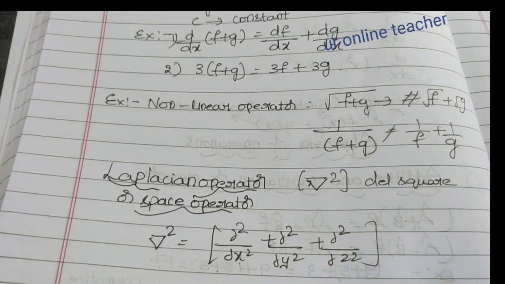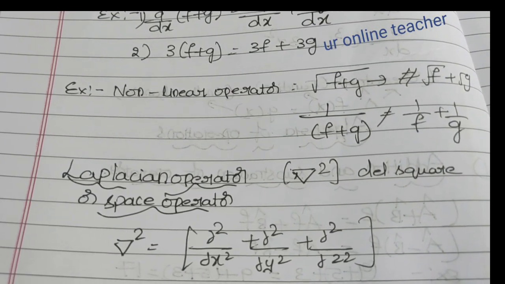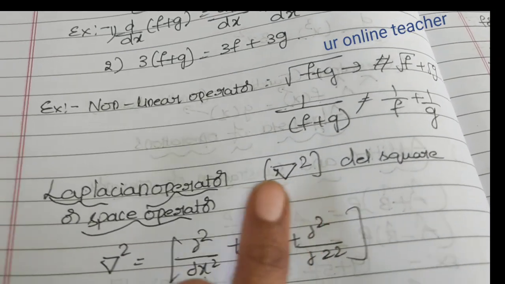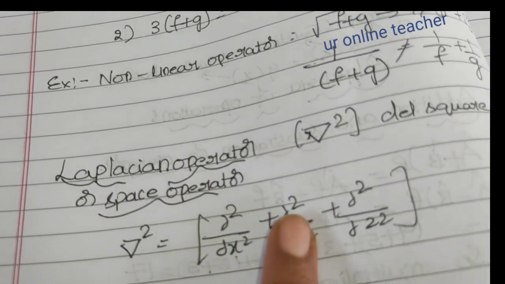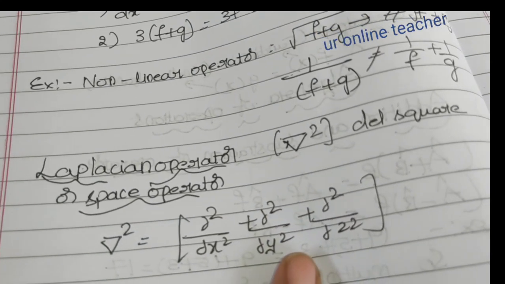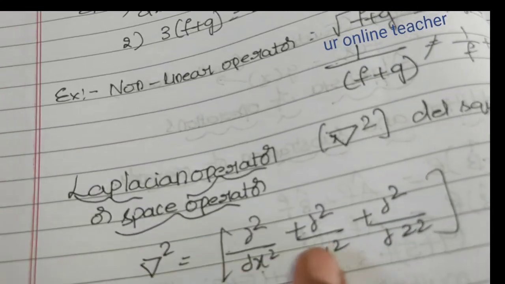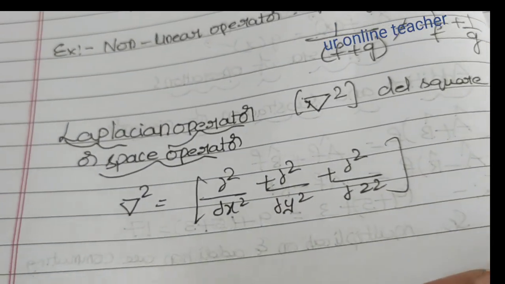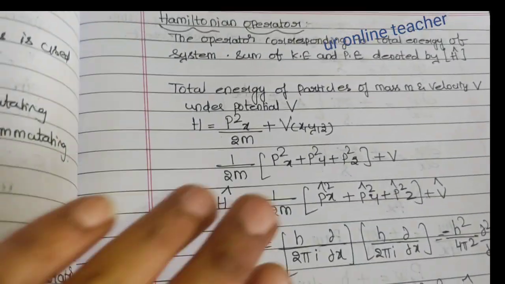That's all. Next is the Laplacian operator, also called the space operator, and it is represented by delta square. Delta square is equal to ∂²/∂x² plus ∂²/∂y² plus ∂²/∂z² in the three axes x, y, z. So this is the Laplacian operator or space operator.